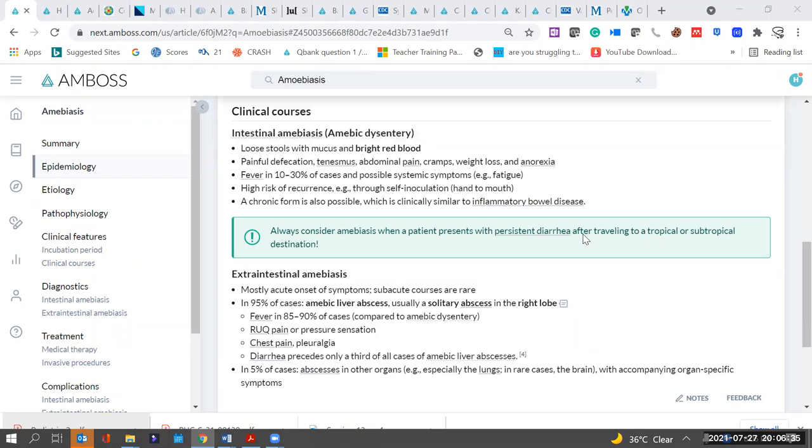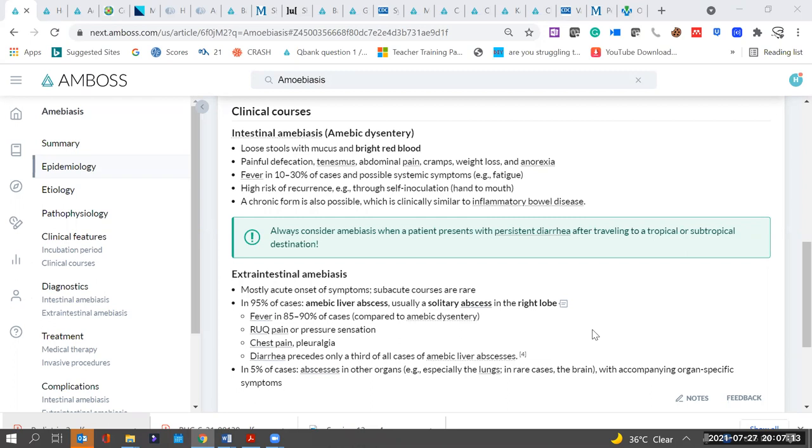Now, what are the other things, the extra intestinal manifestations of this amoebiasis? Sometimes fever can be there. And in 95% of cases, amoebic liver abscess is there, usually a solitary abscess in the right lobe. So this is one of the extra intestinal manifestations. In case of complication, if some question asks what would be the possible complication of amoebiasis, we will always think about this amoebic liver abscess. And how is the patient going to present? Fever must be there, right upper quadrant pain will be there, of course chest pain will be there, diarrhea; only a third of all cases of amoebic liver abscess, the diarrhea can precede, only a third.